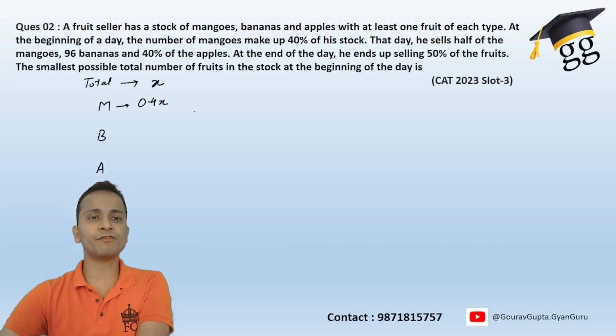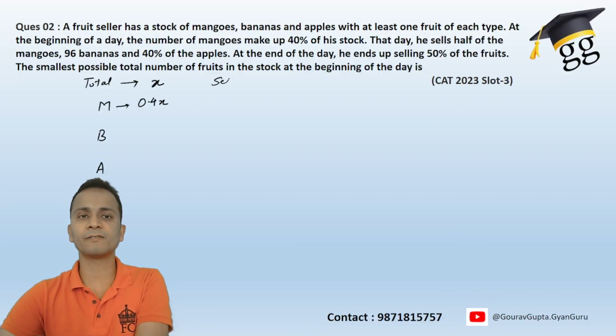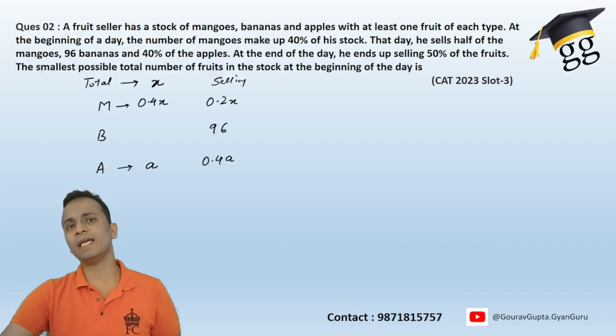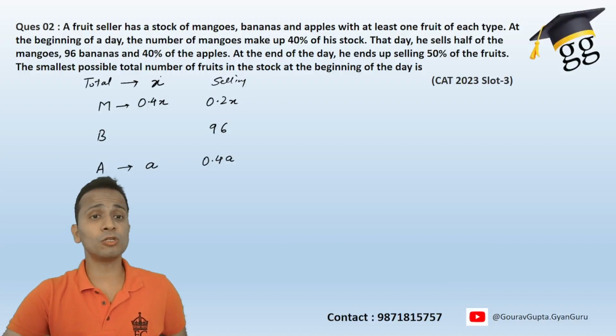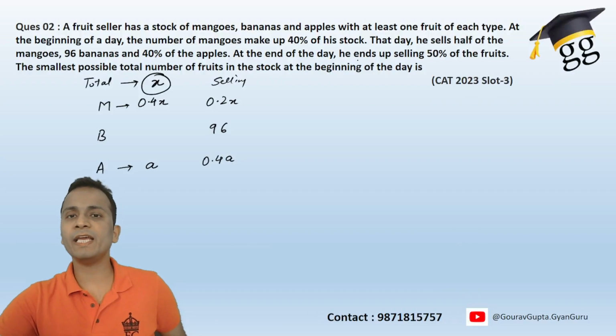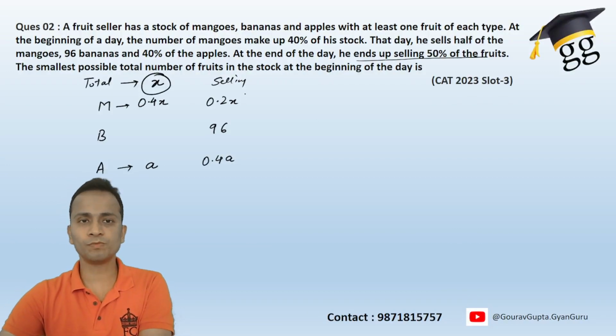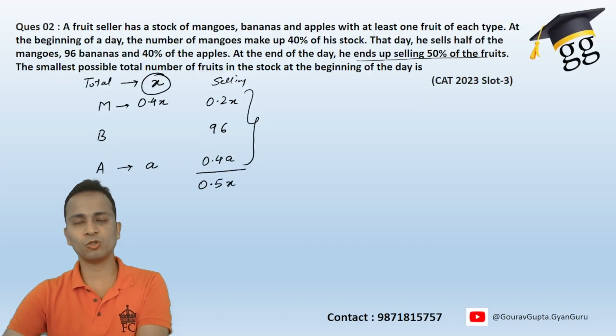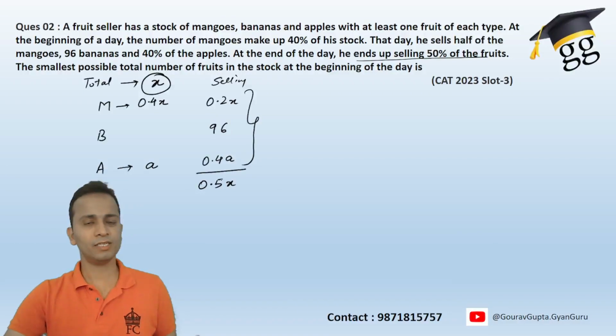Now that day he sells half of the mangoes. So how much is he selling? So he is selling half of the mangoes. That means 0.2x mangoes are sold. 96 bananas are sold and 40% of the apples. So let's say number of apples initially was A. So 40% of the apples, that means 0.4A. These many apples are sold. Okay, out of the total stock of X. At the end of the day, he ends up selling 50% of the fruits. So the fruits that he has sold, it is equal to 50% of the total fruits at the beginning of the day. Okay, so you can make an equation.